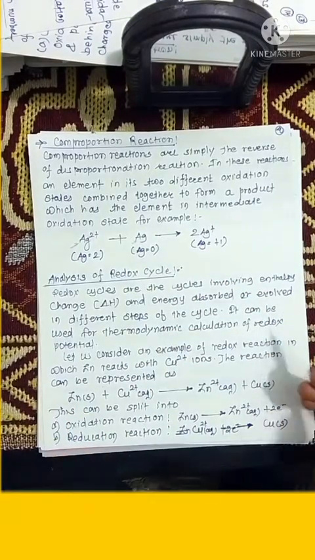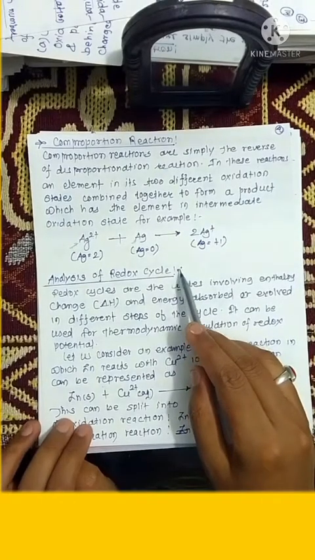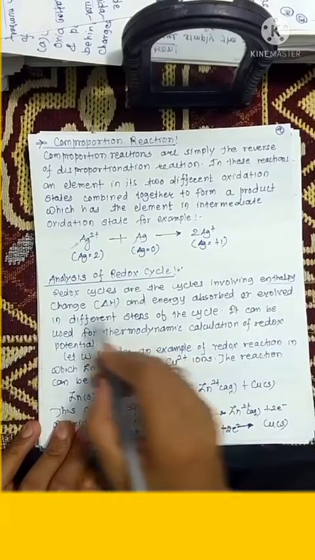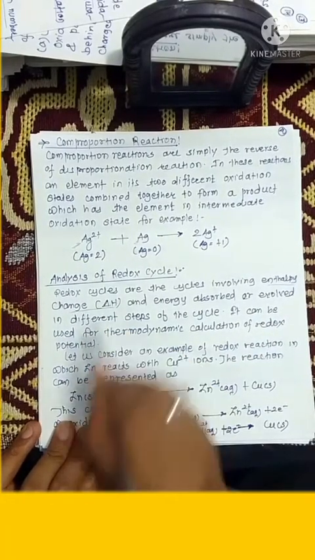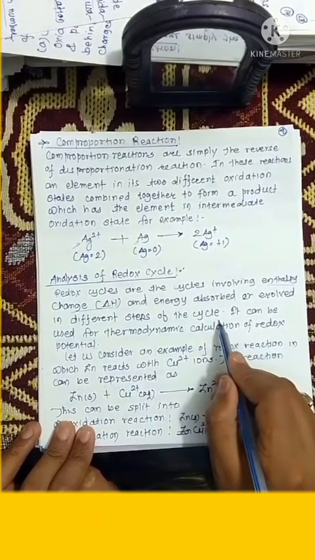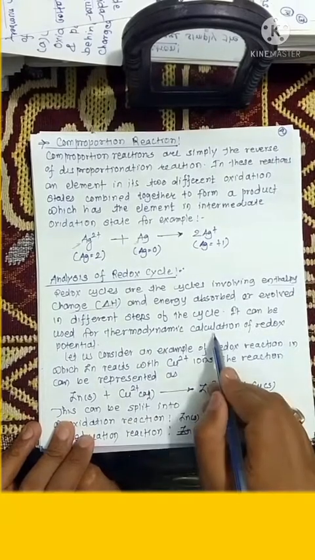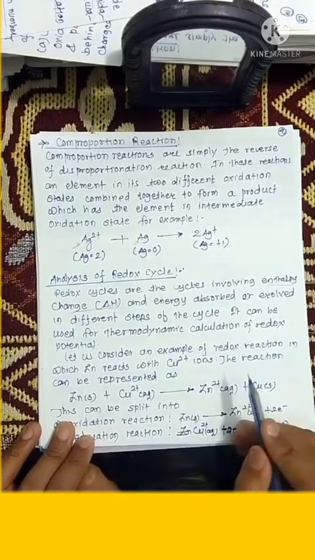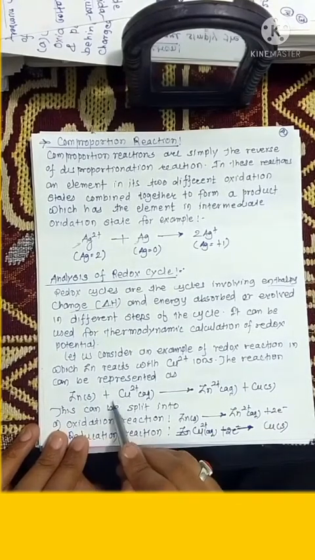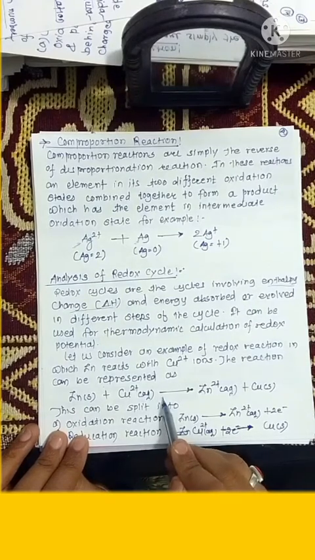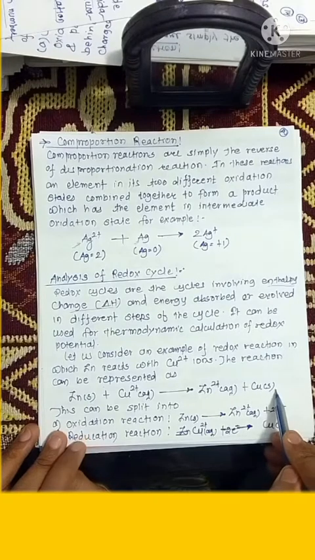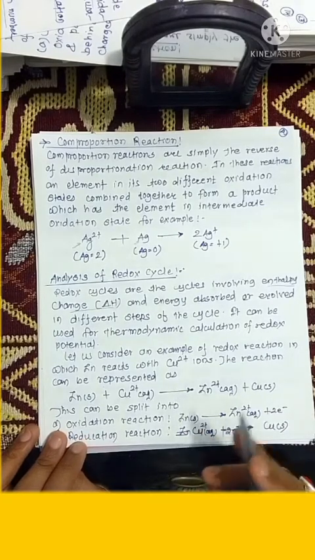Now we are going to see analysis of redox cycle. Redox cycles are the cycles involving enthalpy change, that is delta H, and energy absorbed or evolved in different states of the cycle. It can be used for thermodynamic calculation of redox potential. Just see this reaction. In this reaction, zinc solid plus copper 2+ aqueous react to give zinc 2+ aqueous plus copper solid. We can split this reaction into two halves.